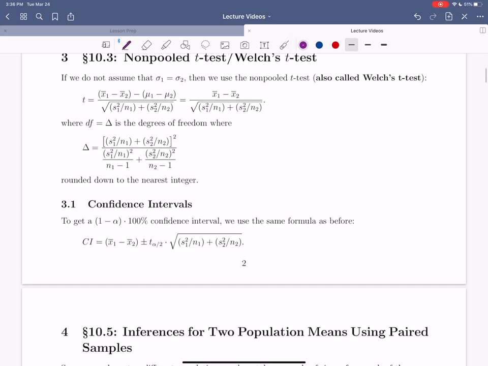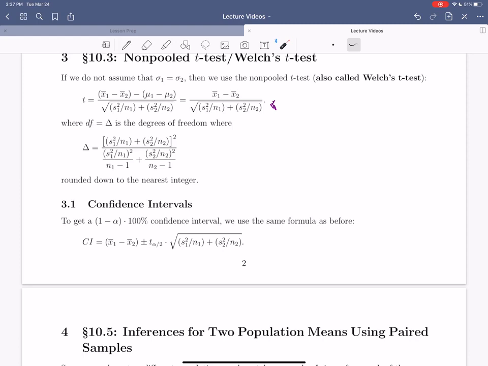For the non-pooled t-test, it's the opposite. The degrees of freedom is kind of a pain to compute, but the standard deviations are easy enough. It turns out that the right degrees of freedom for this is given by this mess of a formula. And in general, this is not going to be an integer. So if this number turns out to be, say, 43.7, your degrees of freedom will be 43. You always round down to the nearest integer. Okay, so you round down.